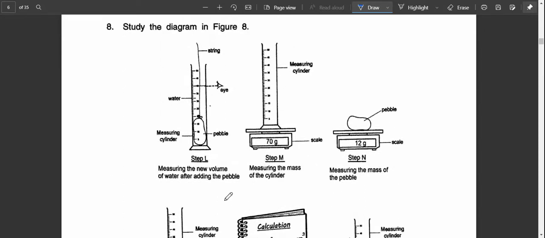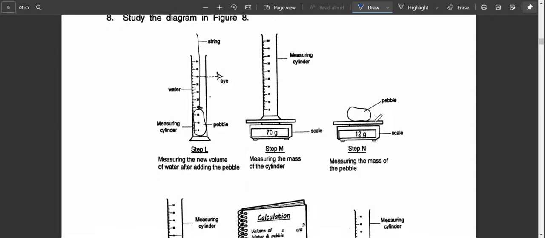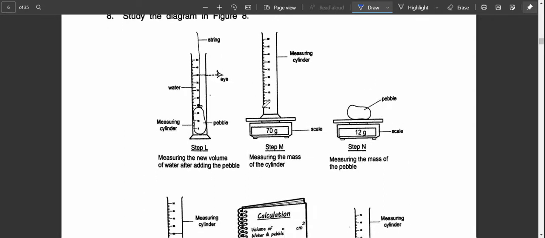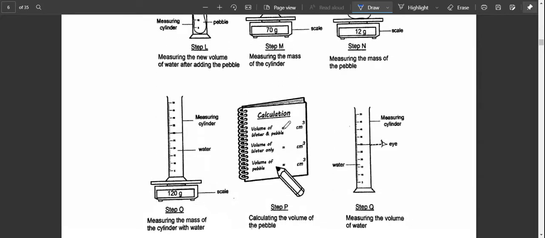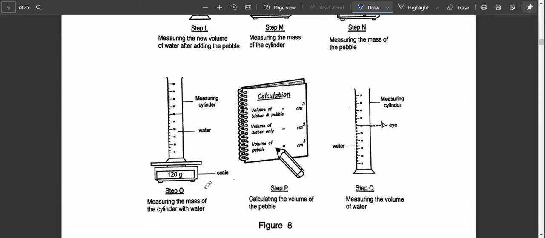Step L, measuring the new volume of water after adding the pebble. So you have a pebble here, then you have it tied to a string, and the water is inside the measuring cylinder. And you have an electronic balance or scale to measure the mass of the measuring cylinder. You also measure the mass of the pebble. I believe if you measure two different things, you will be calculating density as well. And you're measuring the mass of the water inside the cylinder, and at the same time measuring the volume of the water without the pebble first.